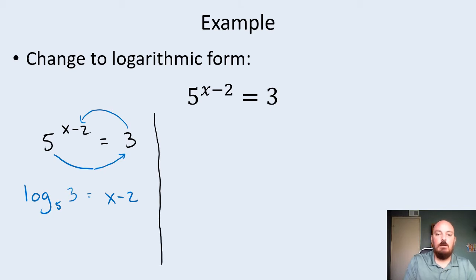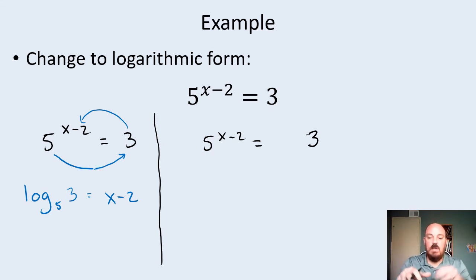So let me recopy this question. We have 5 to the x minus 2 equals, and I'm going to leave a little bit of space. You'll see why in just a second. I'm going to put the 3 over here. All right, so this way, we're going to solve it more like we do for equations. We're going to solve it using inverses and canceling things out.